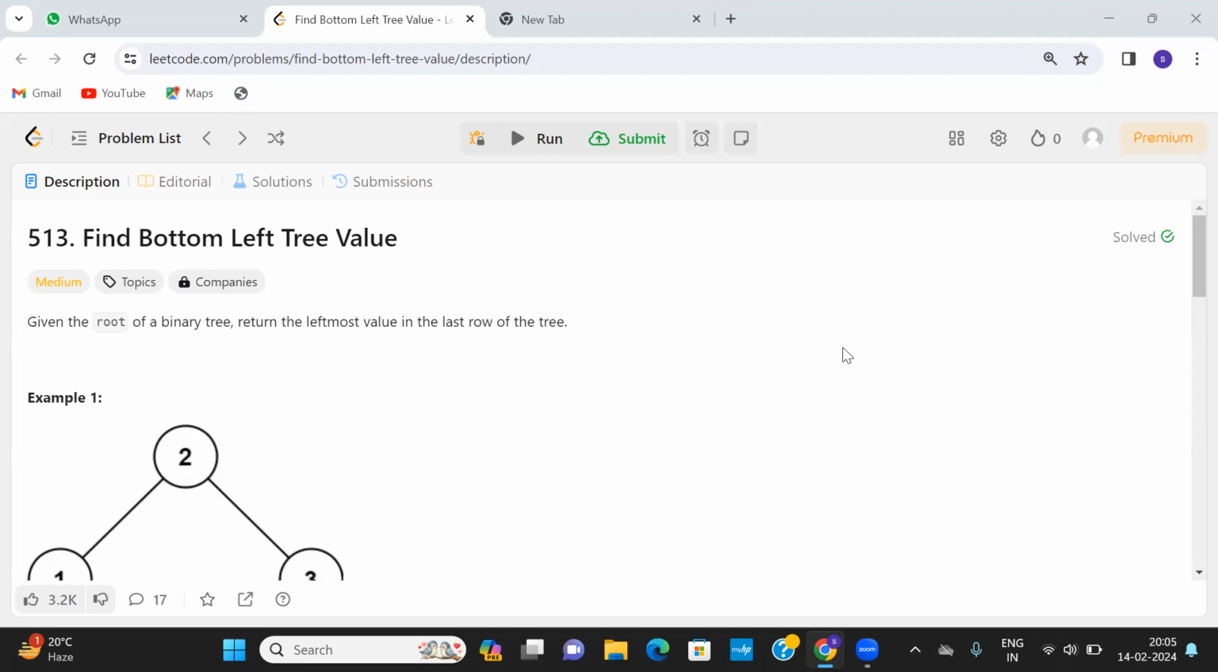In this particular phase of our series, we are looking at the questions which are based on trees. So let us see our today's question. Our today's question, we need to find the bottom left tree value. So let us read our question.